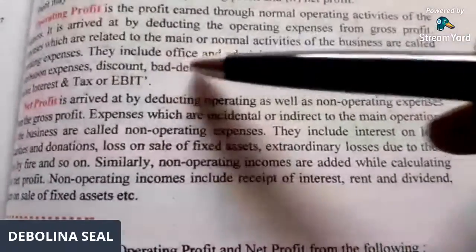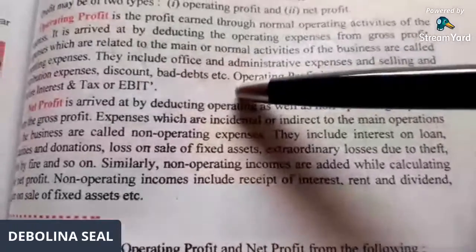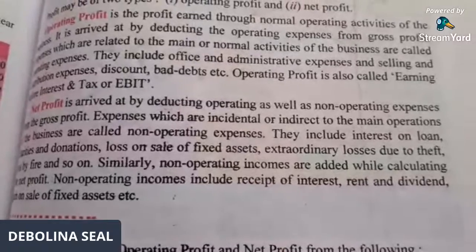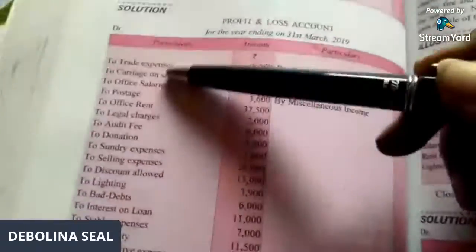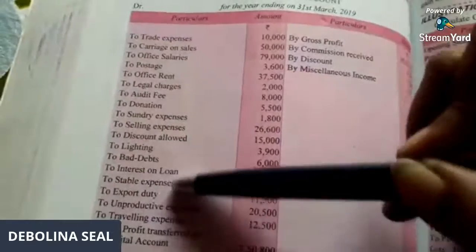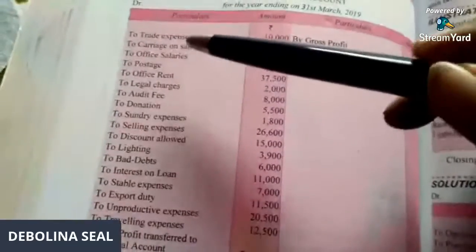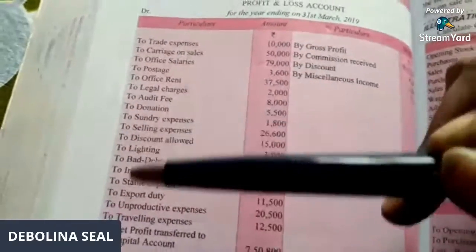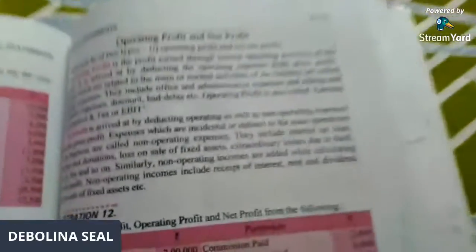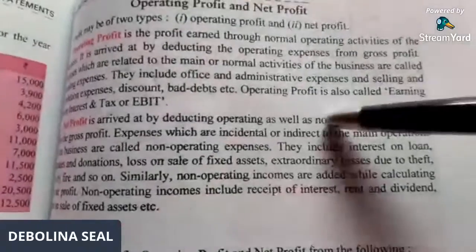We are getting net profit by deducting operating as well as non-operating expense. So children, the entire matter is clear: the total expense of the P&L account is divided into two parts. One is the operating expense, another one is the non-operating expense. After deducting the operating as well as non-operating expense, we arrive at net profit. So what is non-operating expense?